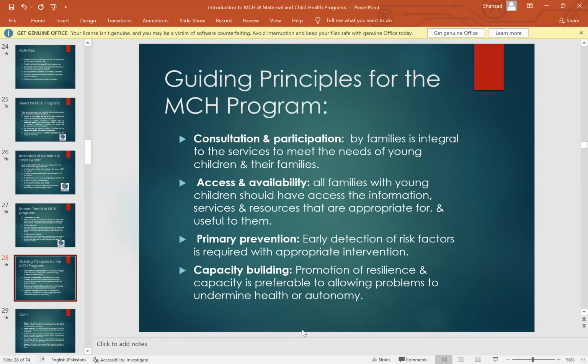Guiding principles for the MCH programs. Number one is consultation and participation: participation by families is integral to the services to meet the needs of young children and their families. Then access and availability. All families with young children should have access to information, services, and resources that are appropriate for and useful to them. Then primary prevention: early detection of risk factors is required with appropriate intervention.